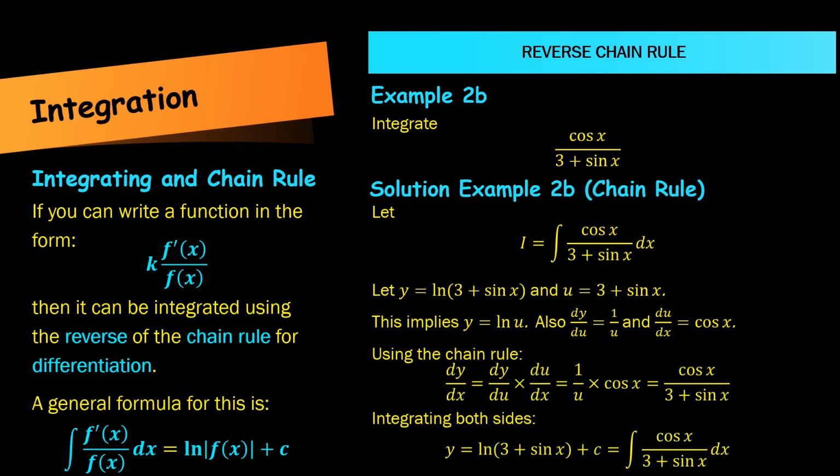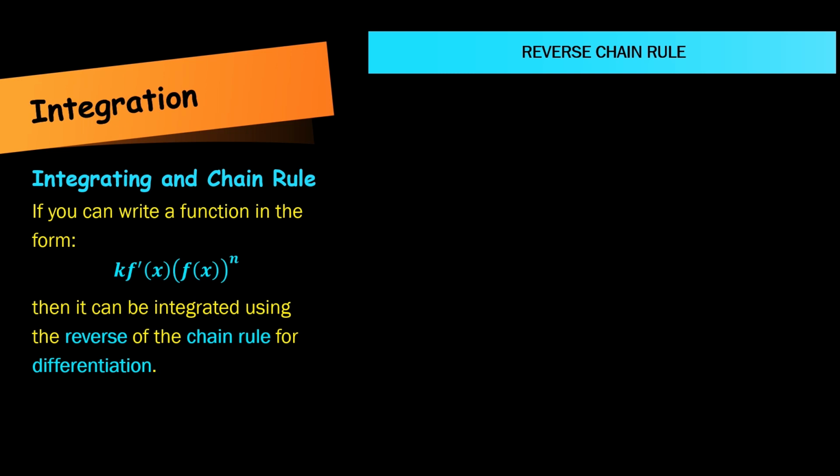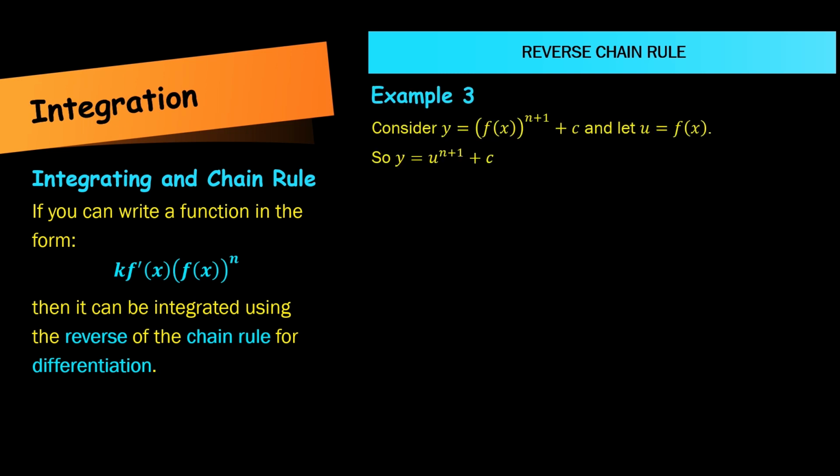Suppose that we can write a function in the form k times f dash of x times f of x to the power n. Then it can be integrated using the reverse of the chain rule for differentiation. Let's take a look at an example. Consider y equals f of x to the power n plus 1 plus c, and let u equal f of x. So we have that y equals u to the power n plus 1 plus c.